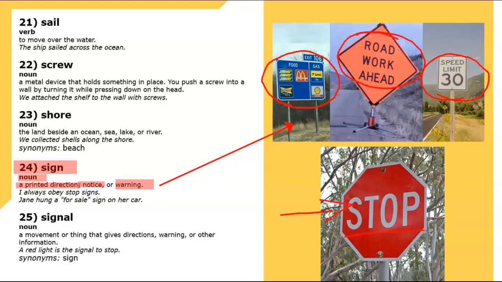Let's take a look at the example sentence here. I always obey stop signs. Obey means that you do something. You always do something. You follow the rule. So when you're driving a car, you always obey the stop sign. It means you stop when you see the stop sign.